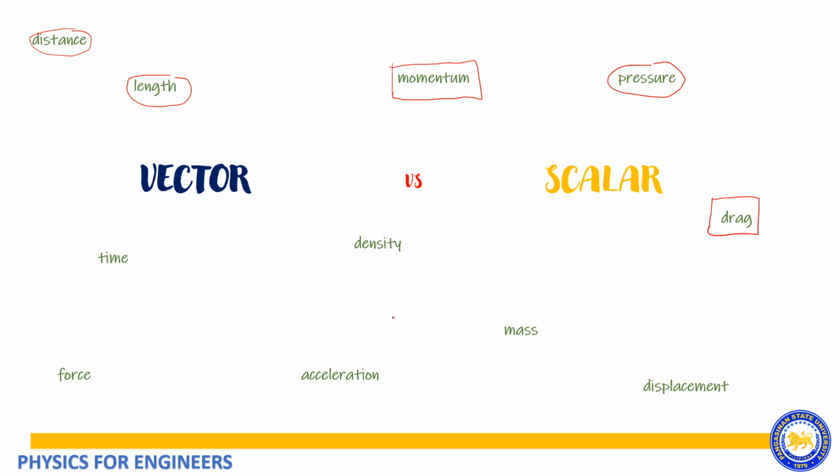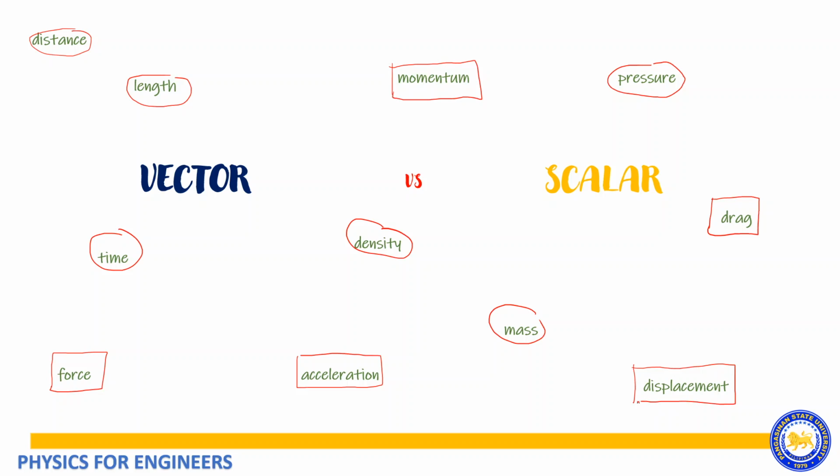vector. Ang mass ay walang direction. That is scalar. Ang density walang direction. So, scalar. Ang time wala ring direction. Scalar. Ang force meron. Okay? Going up or going down, sidewards, south, east, west. Acceleration, meron din yung direction. So, yan ay vector. Ang displacement, yan ay merong direction. Okay? So, that is a vector. So, that are a few of examples of a vector and scalar measurements. Okay?